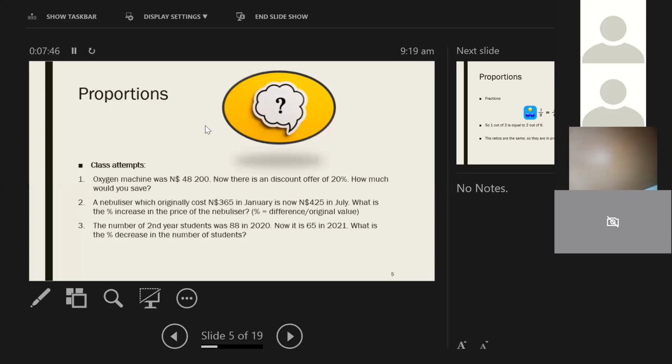And then example number 3, the number of second-year students was 88 in 2020. Now it is 65 in 2021, which means that the students have decreased, right? But what we will have to calculate later on is the percentage decrease in the number of students. We know that the students are less, but we want to calculate, in terms of percentage, how many did not apply for the course, did not make it into the course, or did not get into second year. So that is something basic that we would need to look at. We'll come back to this page later on, so let us just move on.